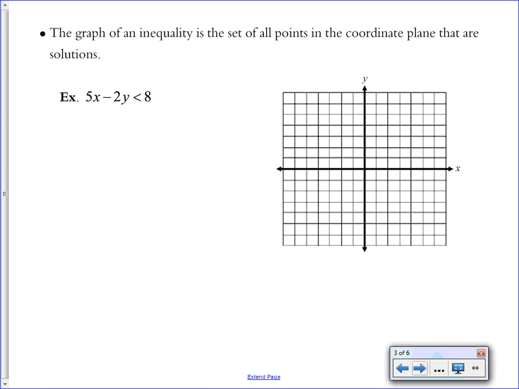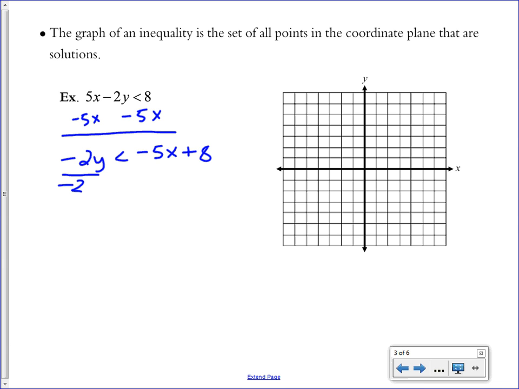I like to graph my lines by getting y by itself and using slope and intercept, so that's what I'm going to do. I want to start by getting y by itself, putting this in mx plus b form. So -2y less than -5x plus 8. Looks like I'm going to be dividing by a negative, so I have to remember to switch my inequality sign when I do that. So y is greater than, right?